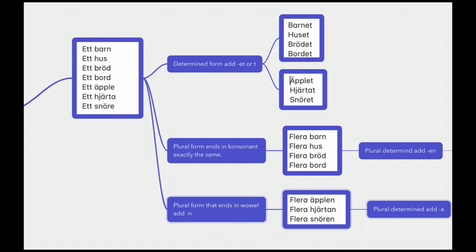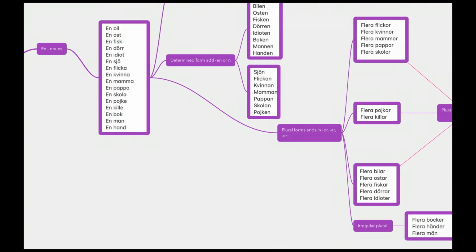So let's start with the plural forms of et nouns. If they end with a consonant, then the plural form is exactly the same. For instance, I see several houses becomes jag ser flera hus. Ett hus, flera hus. If they end with a vowel, then you add n in the end. For example, I see several apples becomes jag ser flera äpplen. Ett äpple, flera äpplen.